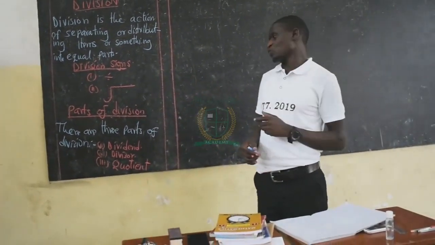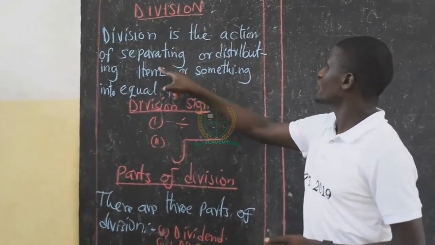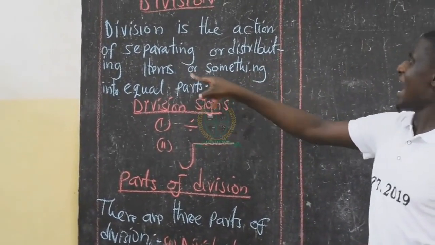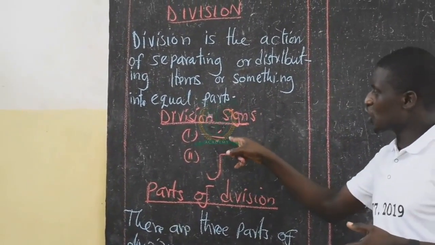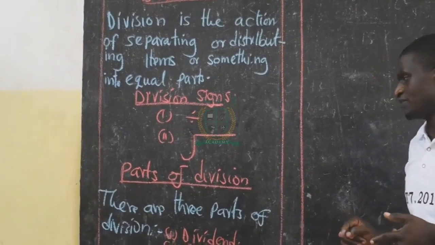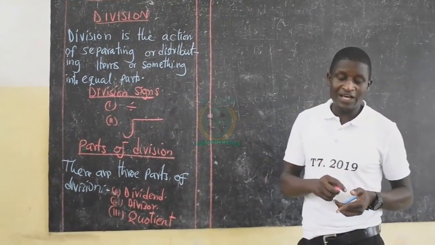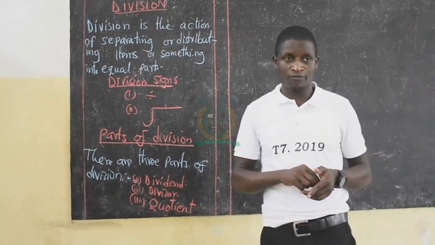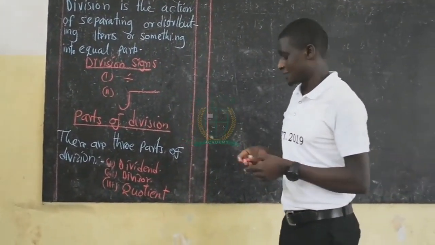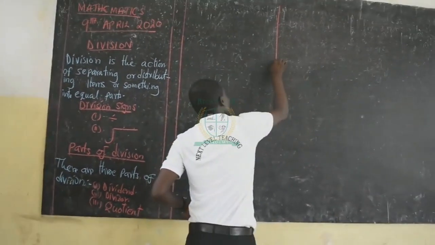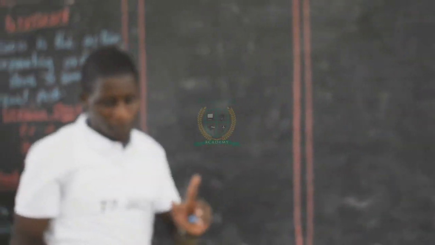Now, we want to see how these things work. Remember, we started by saying division is the action of separating or distributing items into equal parts. Then we said we have two signs, the short one and the long one. Now we are in parts of division, where there are three parts according to our level. The fourth one we will see later on. Today we want to talk about division with 3 parts.